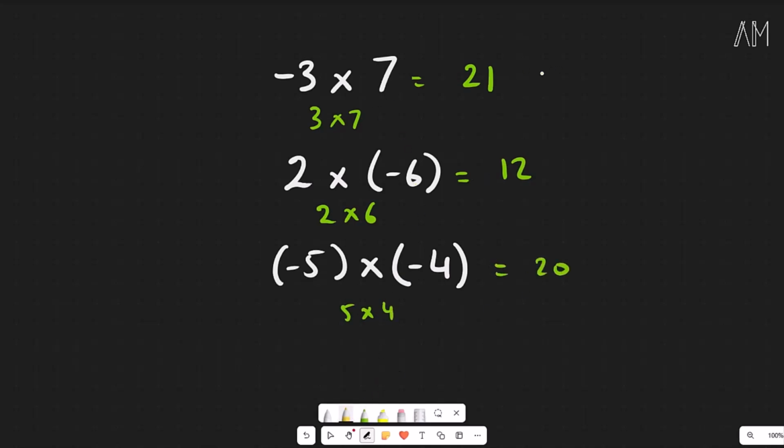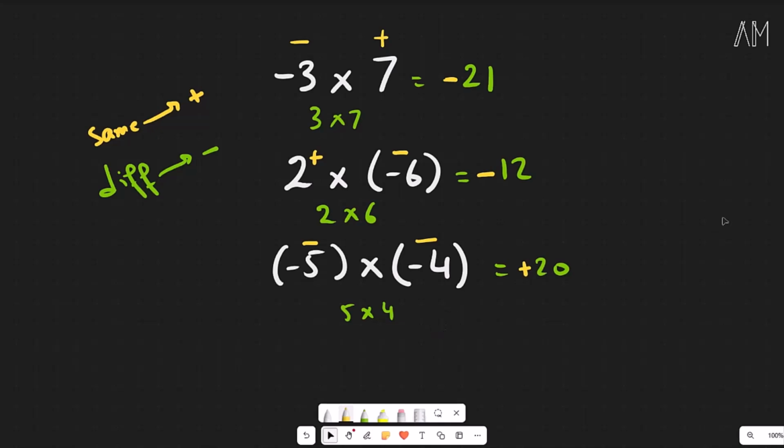Now, to know if at the end of the day it's positive or negative, ask yourself: if they have the same signs, it means at the end it will be positive. And if they have different signs, it means at the end the sign will become negative. So let's take the first one. Here I have negative and positive, they are different. So the answer at the end will become negative. Here I have positive and negative, they are different. So the answer will be at the end negative. Here I have negative and negative, they are the same. So the answer at the end will become positive. And that's how we do it.